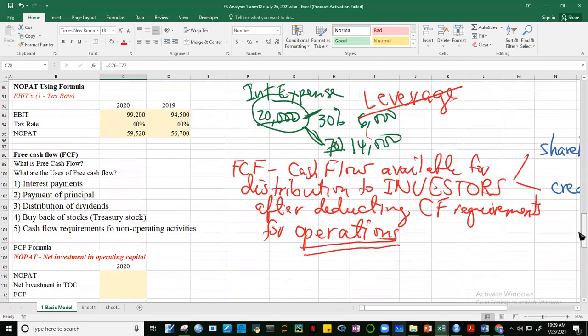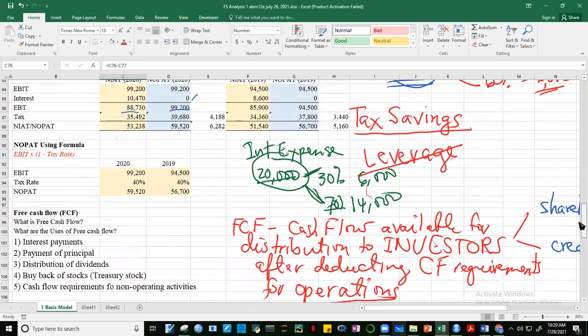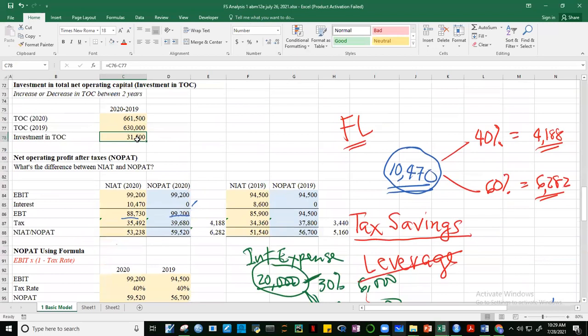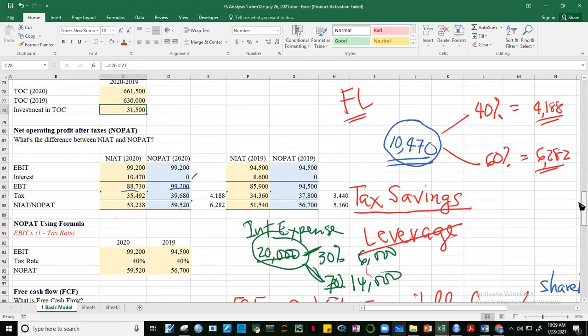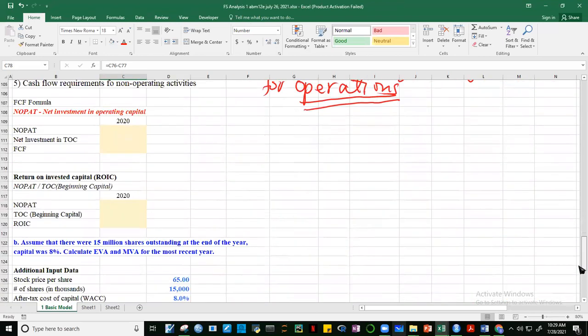Ito yung sinasabi natin dito, after deducting requirements for operations. So, ang kailangan natin for operations for the year is 31,500. How did we get this? Additional. 661,500 for the end of 2020, 630 for the beginning of 2020. The difference is 31,500. That's the additional cash flow requirement for operations.